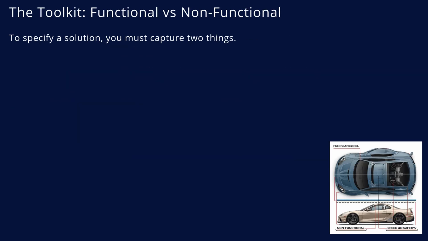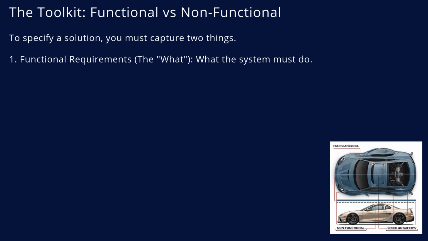So, how do we build this specification? We need to categorize our requirements into two distinct buckets. First, we have functional requirements. These describe the what. What must the system actually do? These are the features. For example, the system shall allow the user to log in.